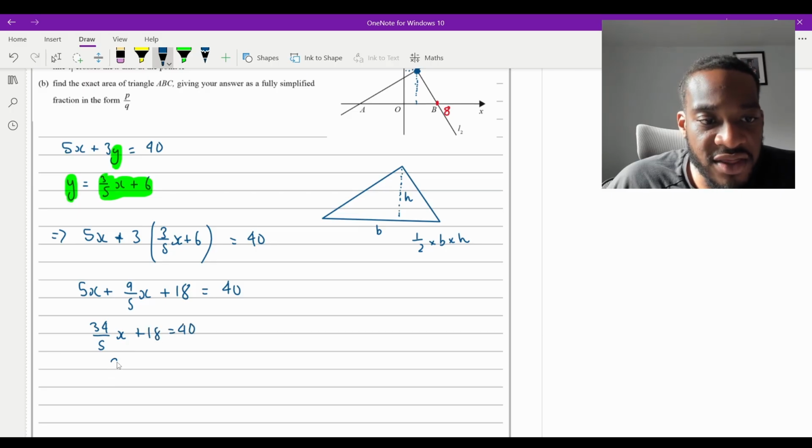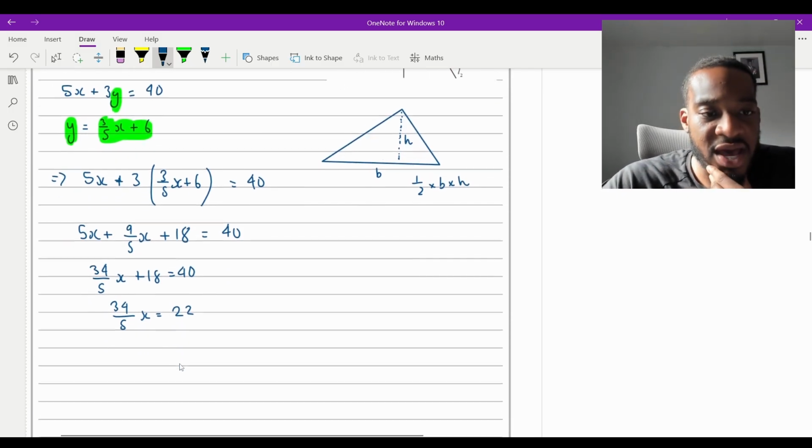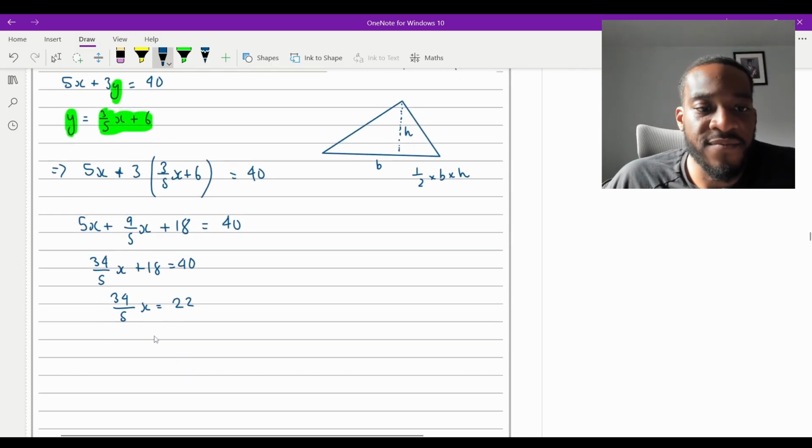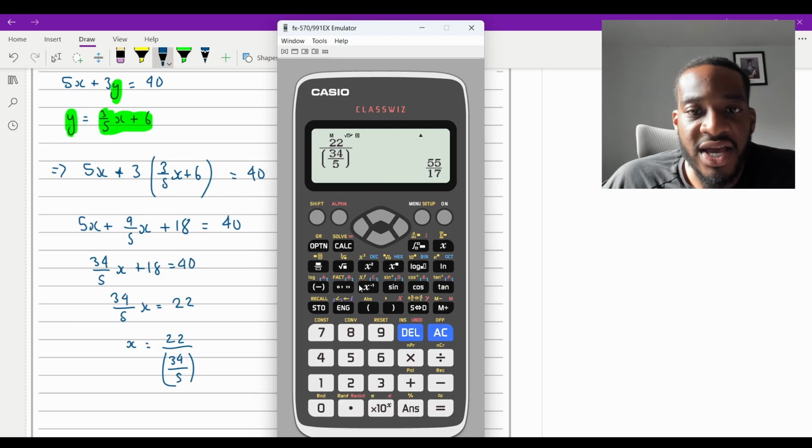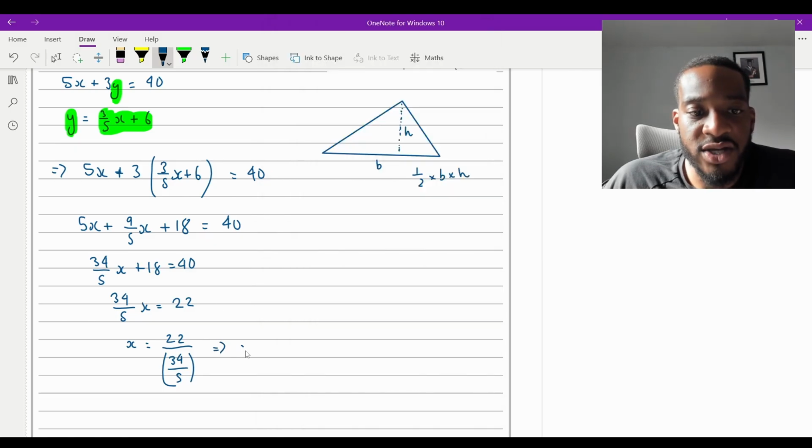Take the 18 over. I'm going to get 34 over 5x is going to equal 22. Let me just double check that's correct. Yeah, that's fine, because 22 plus 18 is 40. So x is going to equal 22 divided by 34 over 5, isn't it? I'll put it into my calculator and see what that gets me when I simplify it. So it's 22 over 34 over 5, and that gets me 55 over 17. So the x coordinate of the point of intersection, C, is 55 over 17.